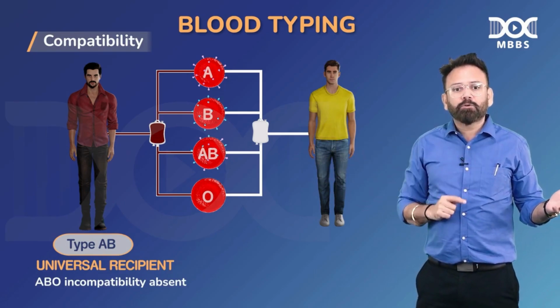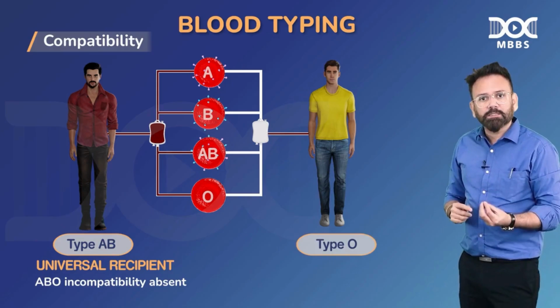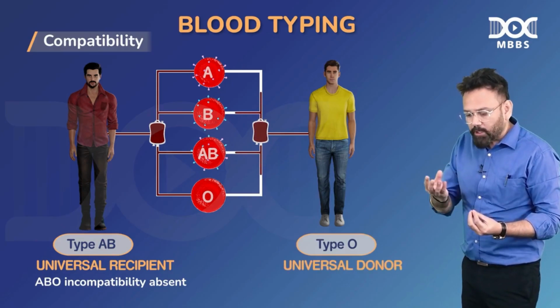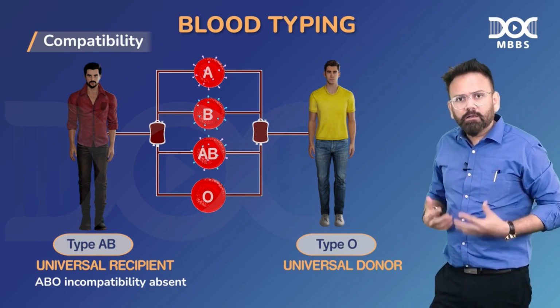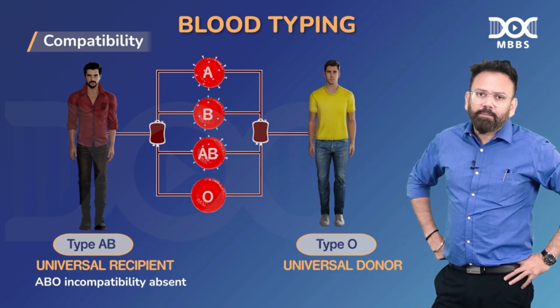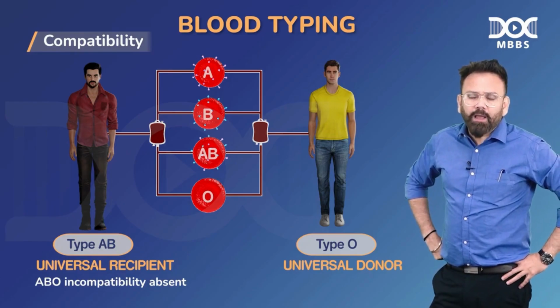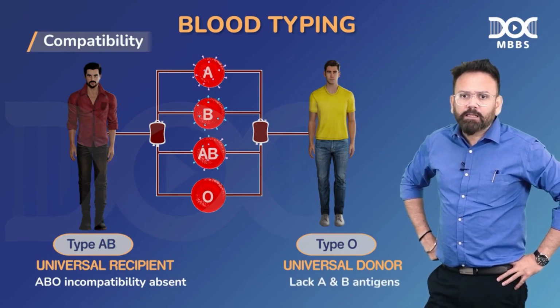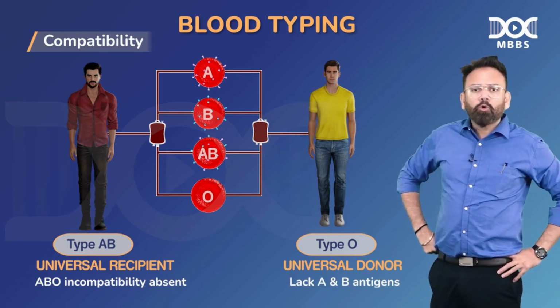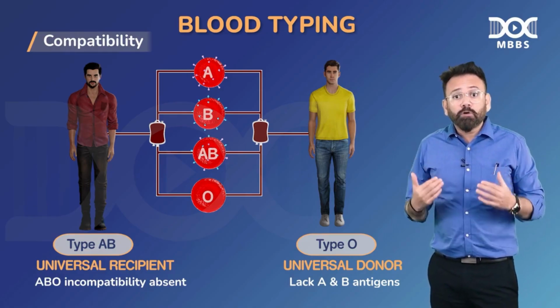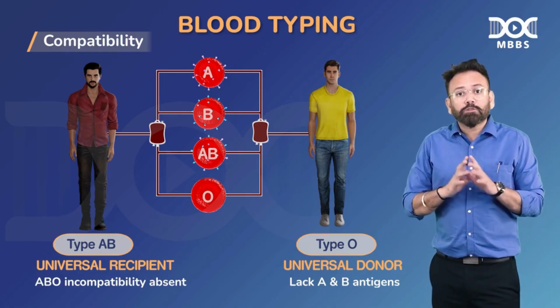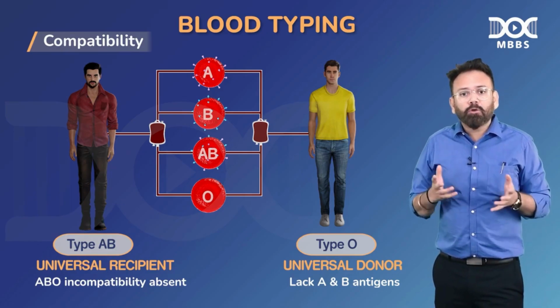But type O individuals are universal donors. Why? Suppose I am a type O individual, what does this mean? If I am giving blood to someone, I have neither antigen A nor antigen B. So type O, as far as ABO blood group is concerned, are universal donors because they lack both A antigen and B antigen.